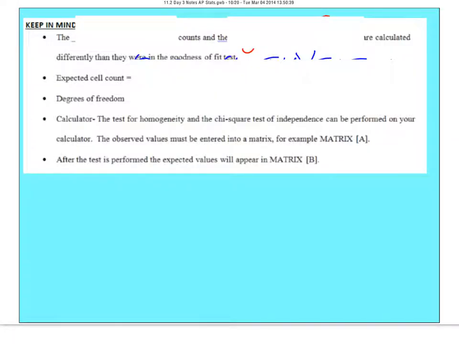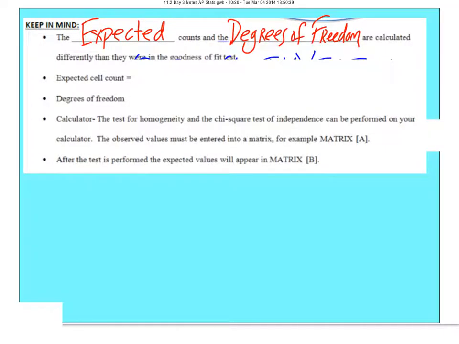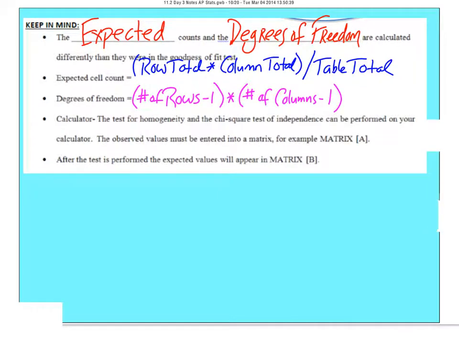Things to keep in mind for the chi-square test of homogeneity. The first one is that the expected counts and the degrees of freedom are calculated differently than they were in the goodness of fit test. So make sure you keep them straight between homogeneity and goodness of fit. The expected counts, recall, you're going to take the total row times the total column over the table total. For degrees of freedom, that's number of rows minus 1 and number of columns minus 1. Again, I'm going to encourage you to reference the handout sheet I gave you at the beginning of Chapter 8.